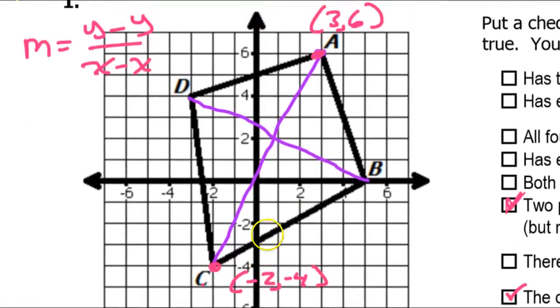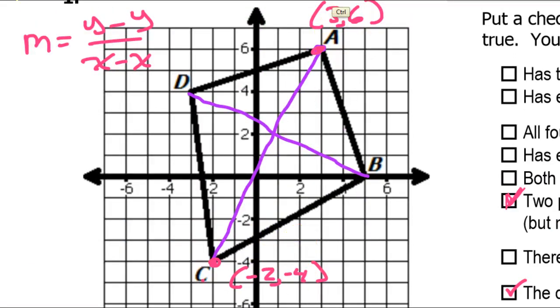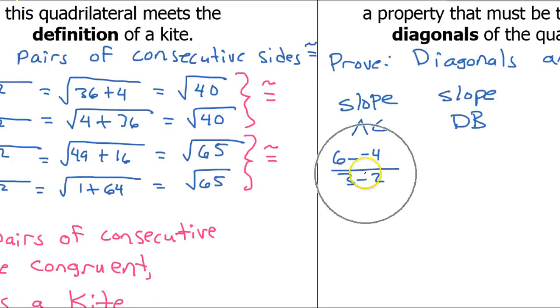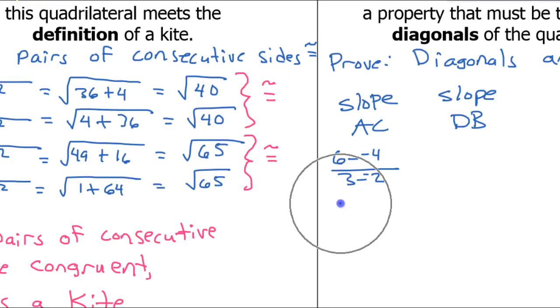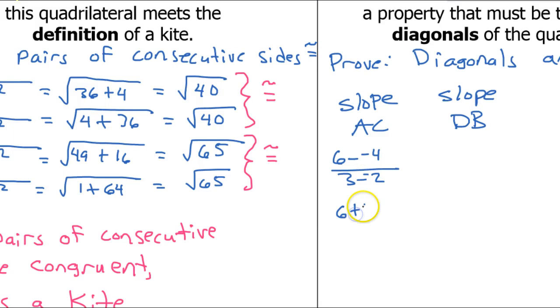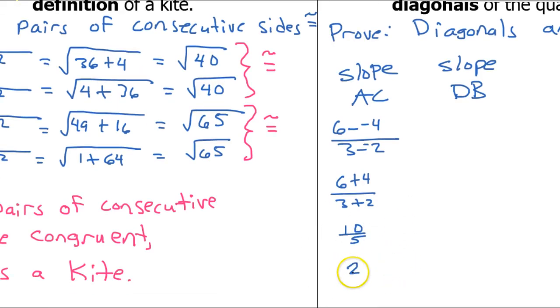Is that what I said? 6 minus -4, 3 minus -2. Now I know that's going to be the same thing as 6 plus 4 over 3 plus 2. So that's going to be 10 over 5, which is 2. So that's the slope of AC.